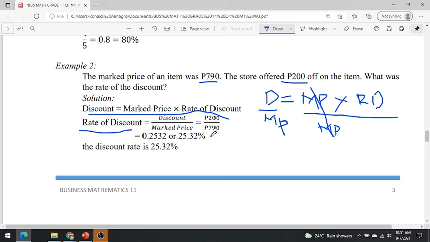Hello? Yes, sir. Yes, okay. So by simply substituting the given values, our discount here is 200 since it was offered 200 off. The marked price before the discount is 790. Okay, so we get 0.2532, in decimal.